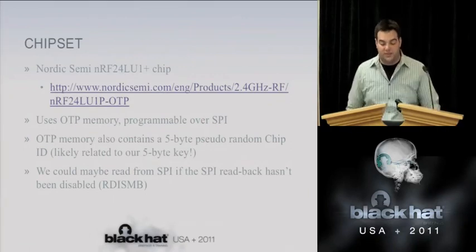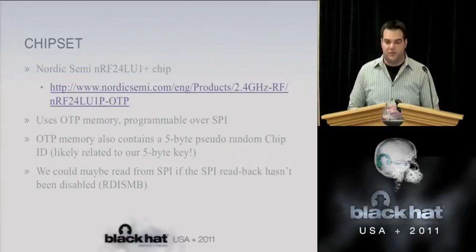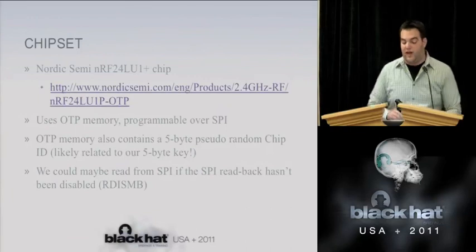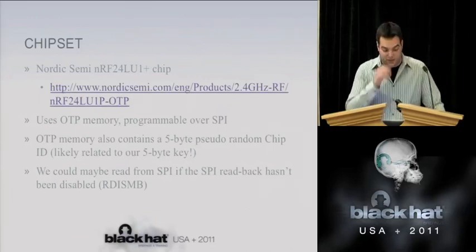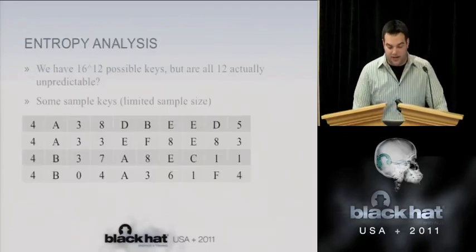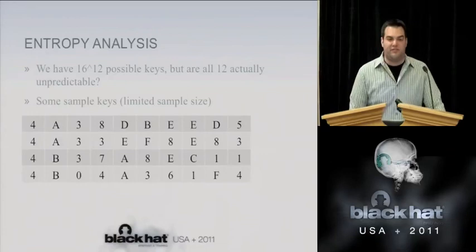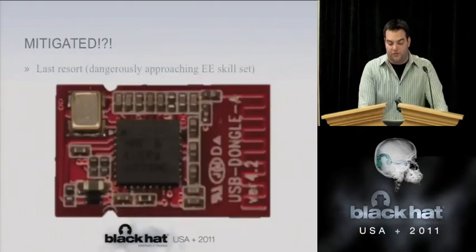One interesting thing from the spec, though, which I'm almost going to guess is likely what's being used for the serial number, is each chip ships out of the factory with a 5-byte pseudo-random number printed on it, the chip ID, as part of this one-time programmable memory. If we go back and we look at our keys, we have a 10-byte value. So that's likely what they're using to uniquely identify and pair and as their secret information for the chip.